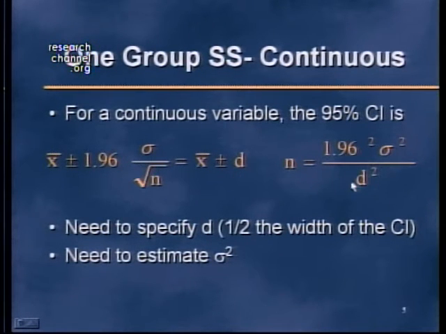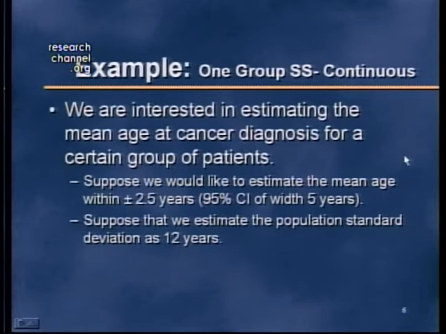And then if you recall, what we did was we said if we're setting D equal to some specific value, because we'd like our confidence interval to be plus or minus D units, we could use some algebra, solve for n, and the sample size n would be 1.96 squared times the variance divided by D, half the width of the desired confidence interval, squared. So the only knowledge that we would need is some estimate of the underlying population variance.